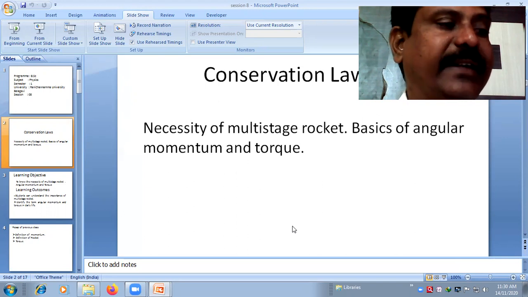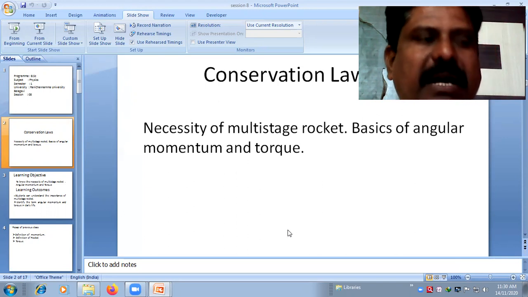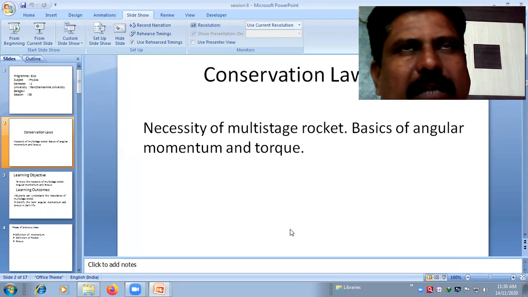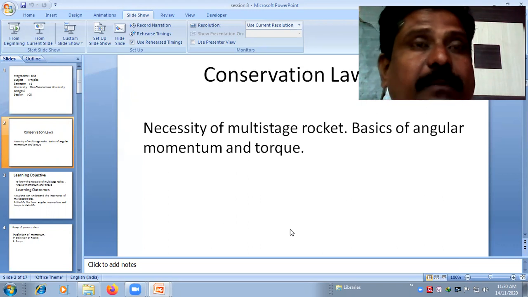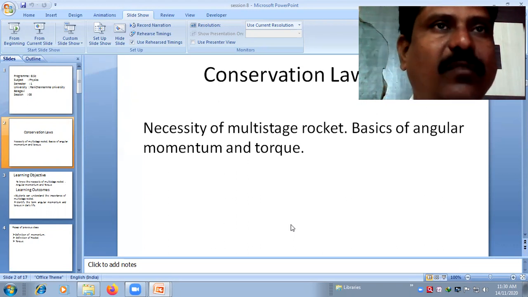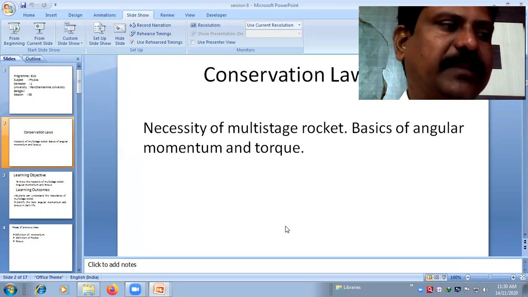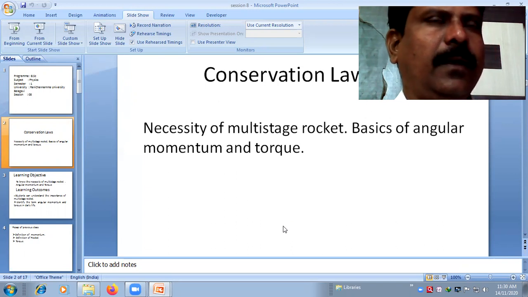Smaller than that is its initial mass. Okay, these are the things that you want to consider while constructing rockets.